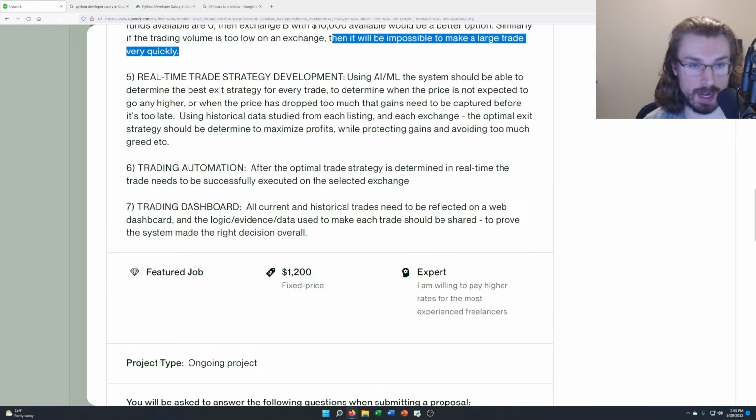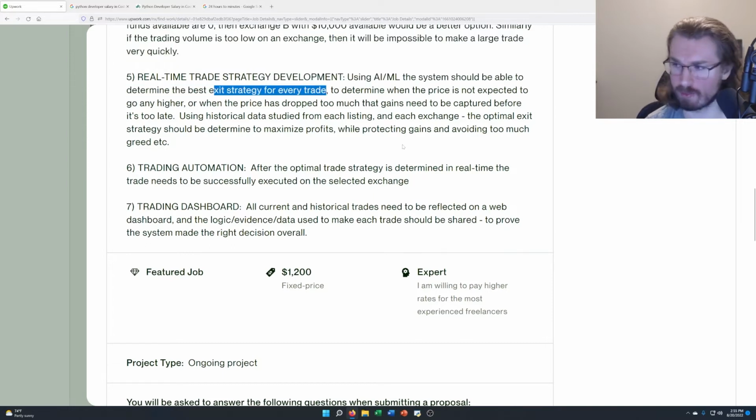5, real-time trade strategy development. Using AI and machine learning, the system should be able to determine the best exit strategy for every trade. Not most trades, not some quantifiable number, not like 80% of the trades, every single trade. This AI and machine learning system has to determine the best exit strategy for every trade. Exit strategy could be based on what? How are you measuring that?